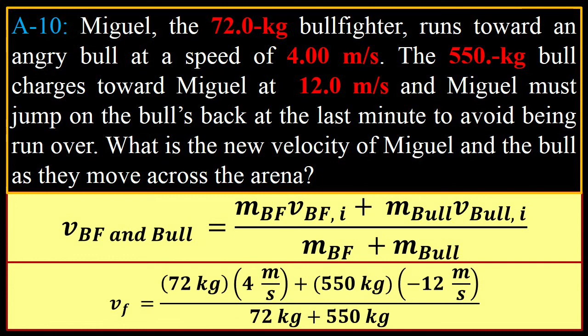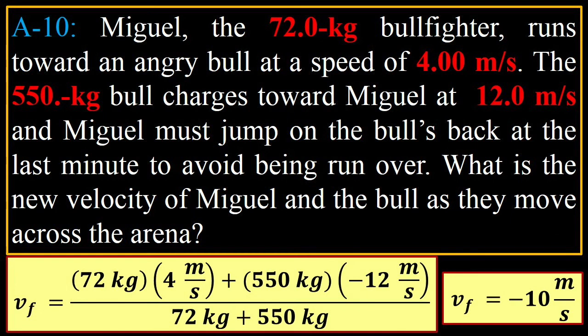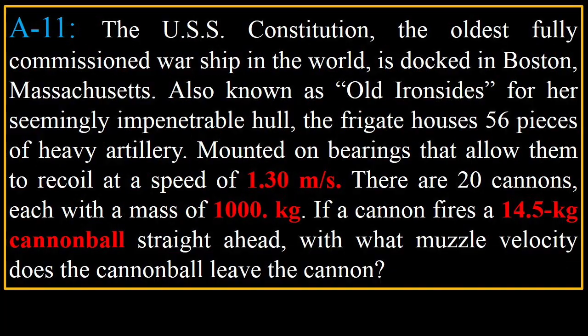Now we're going to solve, and we have negative 10 meters per second. Make sure you understand where you get the negative.